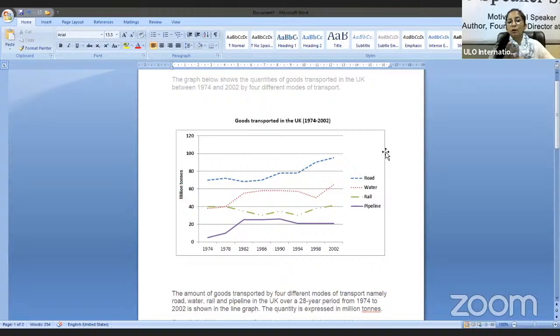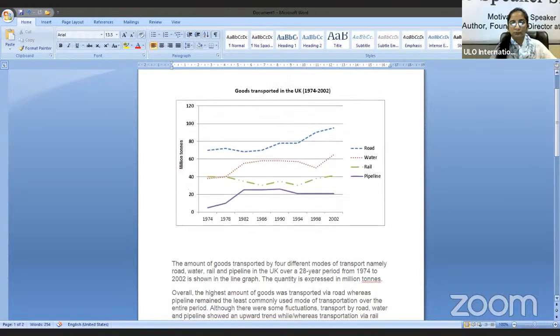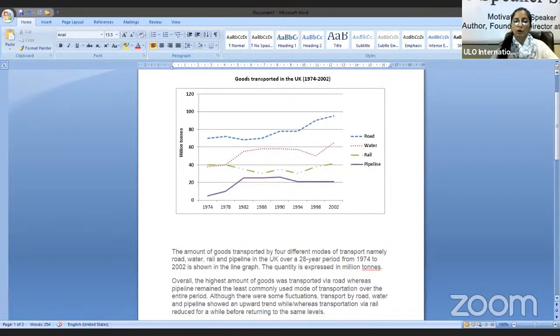So, overall, what we are going to write, we'll consider the highest and the lowest value. The highest value is depicted by the road transport, and the lowest was shown by pipeline. So, here we are going to write overall. Overall, the highest amount of goods was transported via road. You can write by road, we can write via road. That is the same. That is, we can say the route is taken by road.